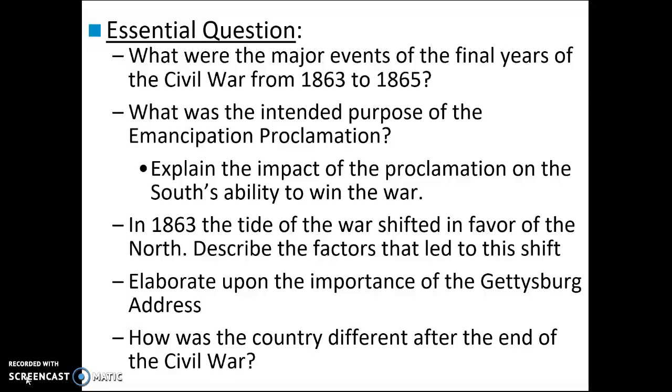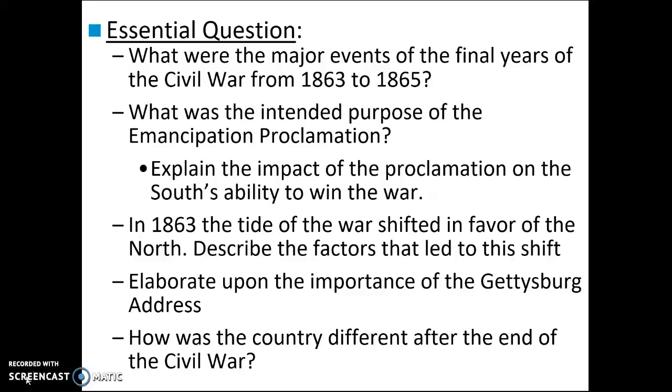Lincoln. What was the intended purpose of this thing called the Emancipation Proclamation, which I touched on already, but now to elaborate on it just a little bit more in this PowerPoint. And also, we're going to explain what the impact of the proclamation on the South's ability to end the war or to win the war was.